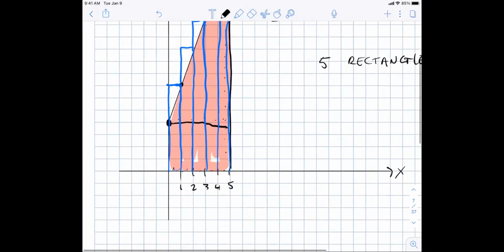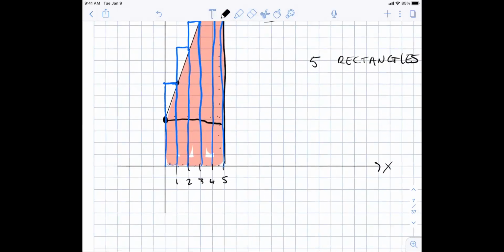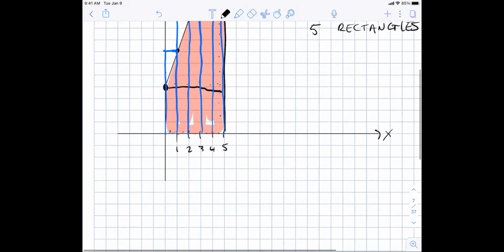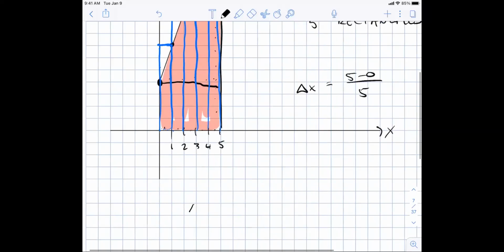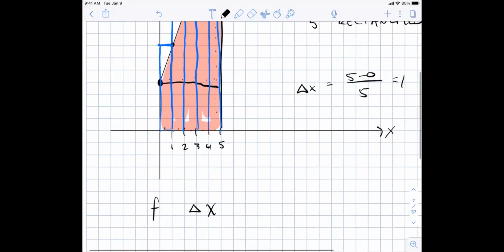So for rectangle number 1, what's the area there? Well, I'm going to have delta x for all of these. Delta x is 5 minus 0 divided by 5. So delta x is 1. I'll write delta x in. But let's say then I'm looking at f of 1 as the height.